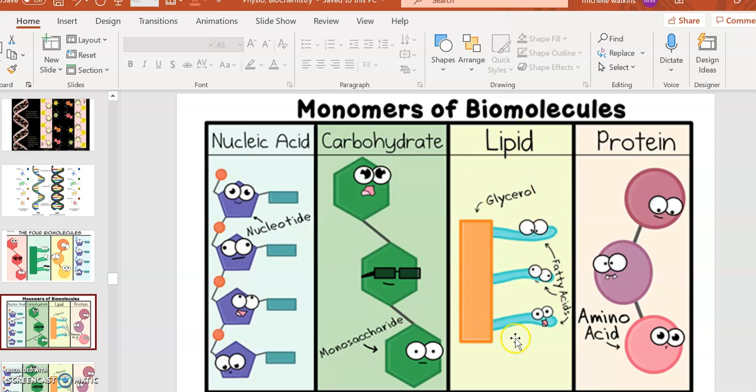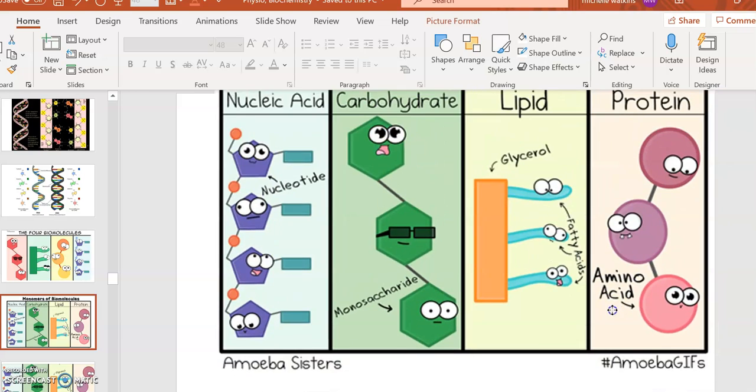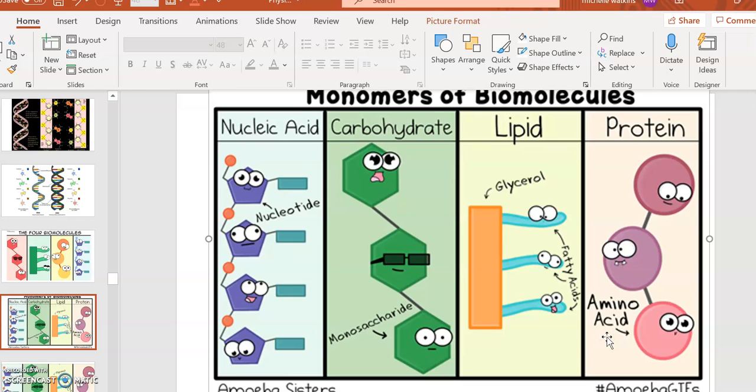Here is the polymer. It's a lipid, specifically a triglyceride. And what are the monomers? They are fatty acids as well as glycerol. Protein is the polymer, specifically a polypeptide chain, and the monomer is amino acid. So this is a really good review slide.